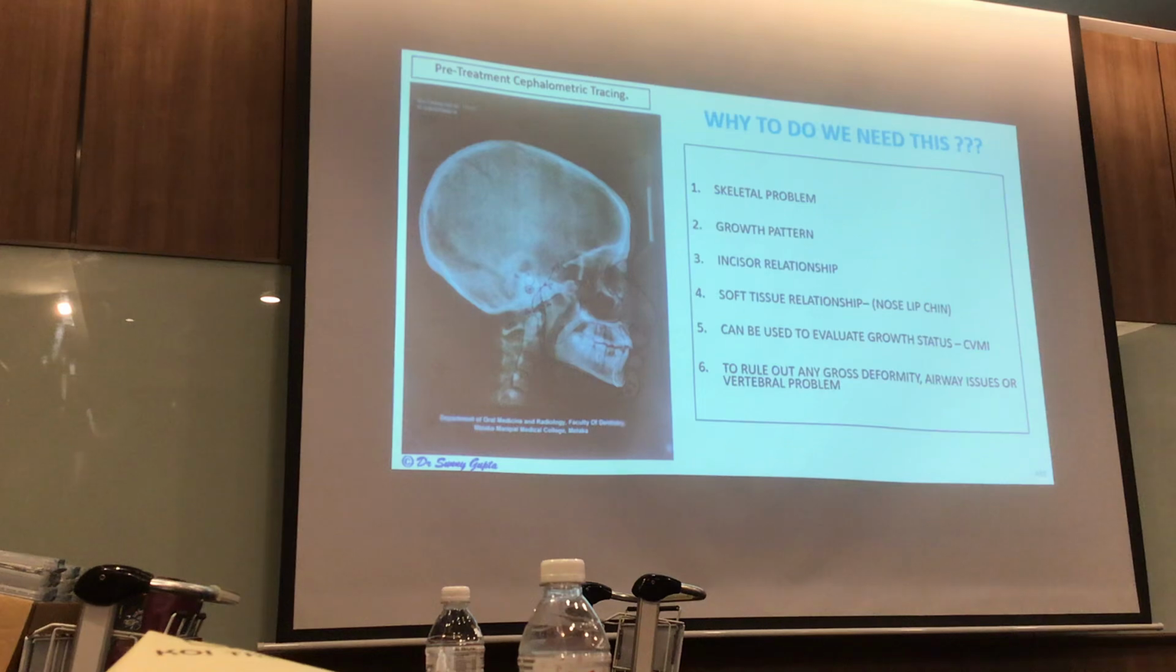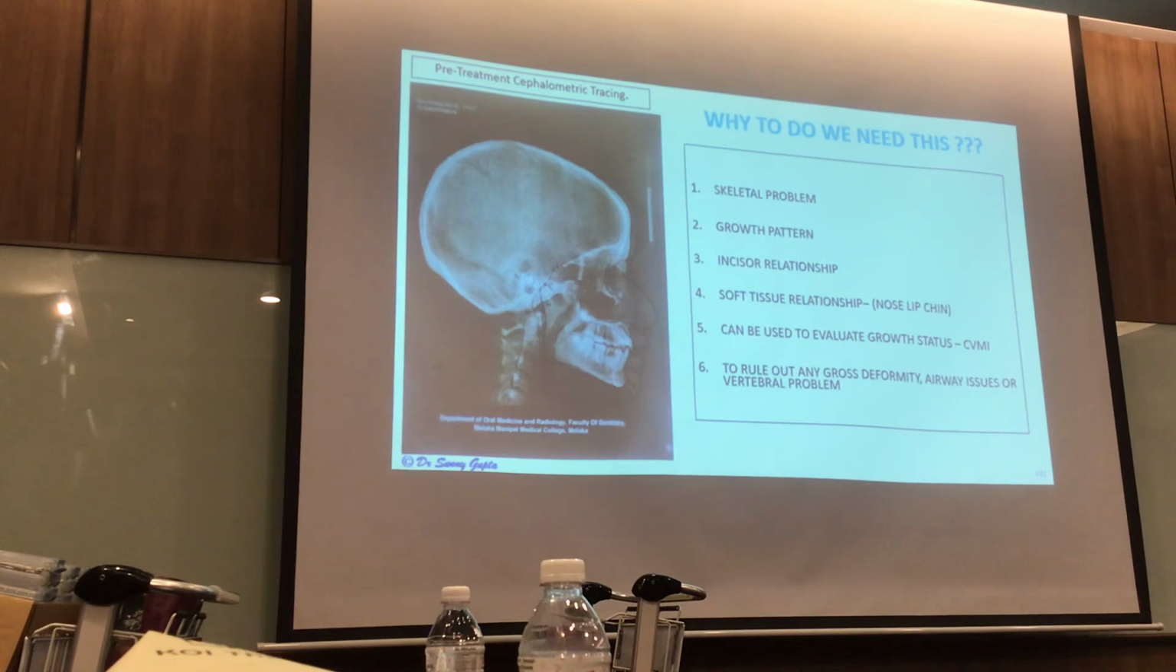Then you want to check whether your patient is growing or not. We discussed there are 3 methods. One is hand wrist, which we don't use. Second is CVMI, we told you how to use it. And the third is physical features, which are not so accurate but a good guide. Then we have to rule out any gross deformity. So, do you think you can get this information without doing the analysis?